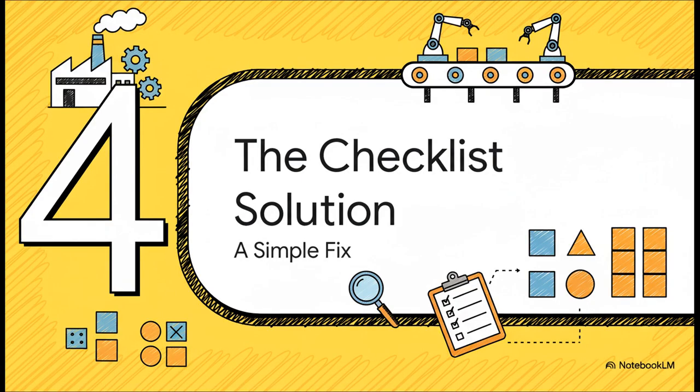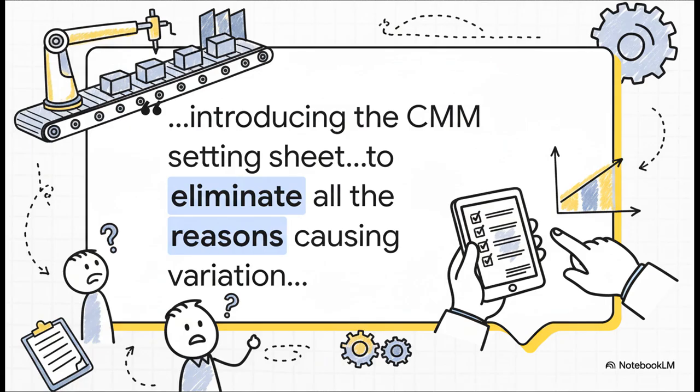And this is where they had their big breakthrough. The solution wasn't going to be some million-dollar machine upgrade or a fancy new piece of software. Nope. It was something radically, elegantly simple. A checklist. So the team proposed creating something called a standardized setting sheet for each and every measurement. The whole idea was to create a single, official recipe for how to inspect a part. This would guarantee that every inspector on every shift did it the exact same way, every single time, no exceptions.